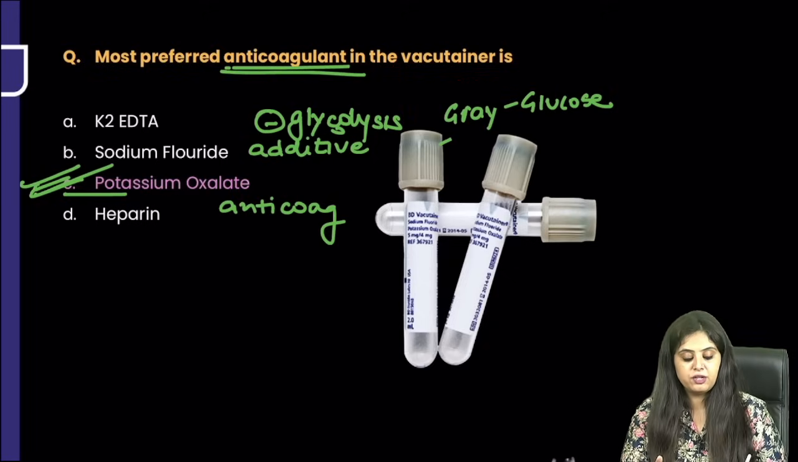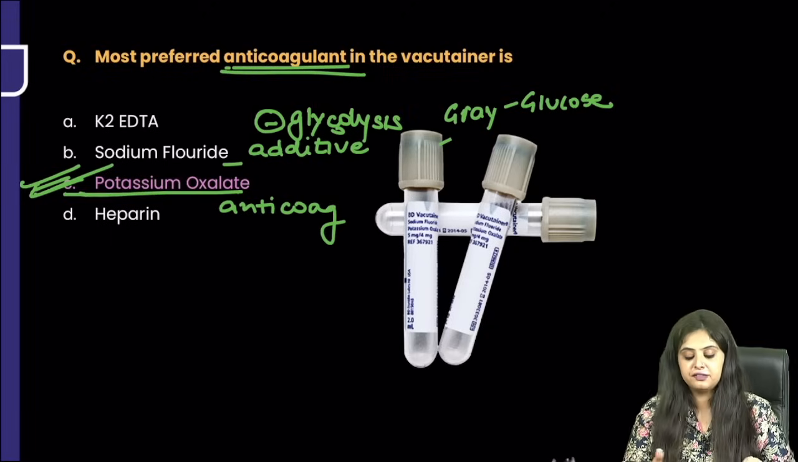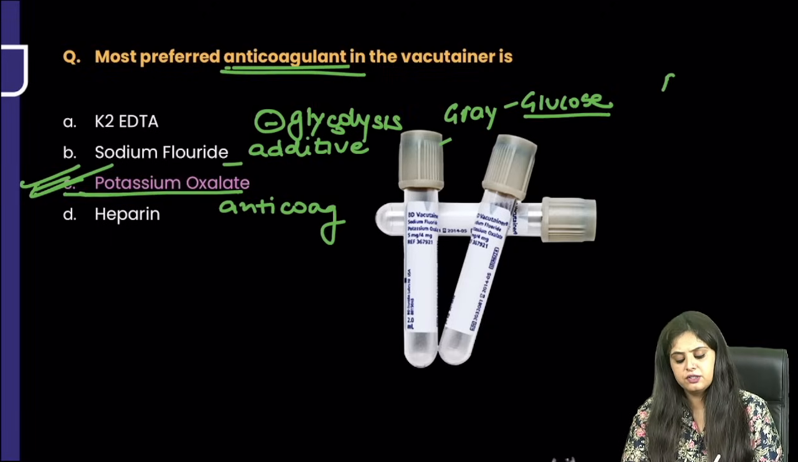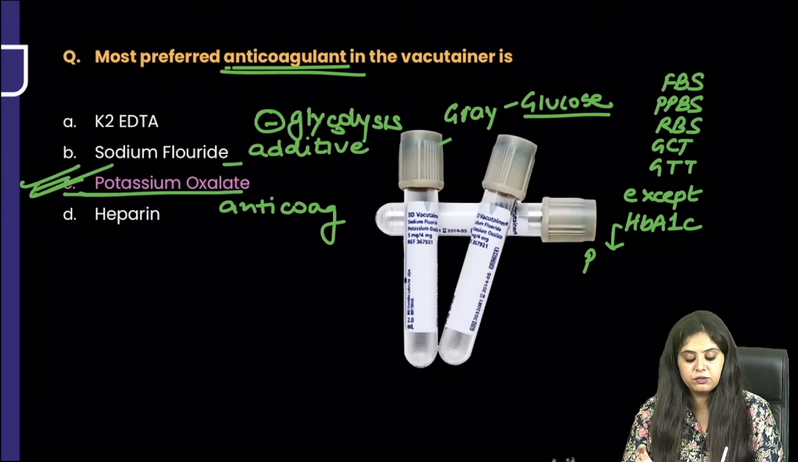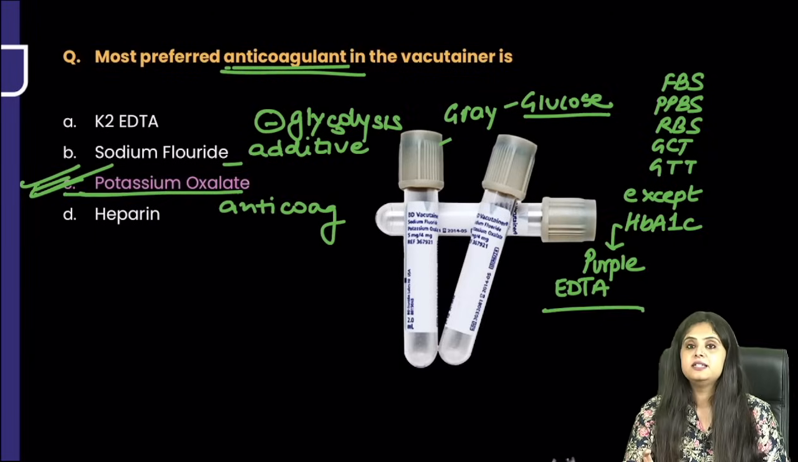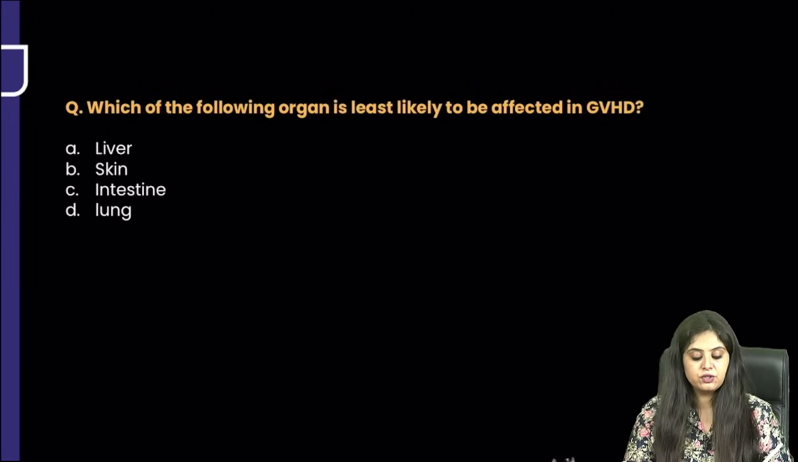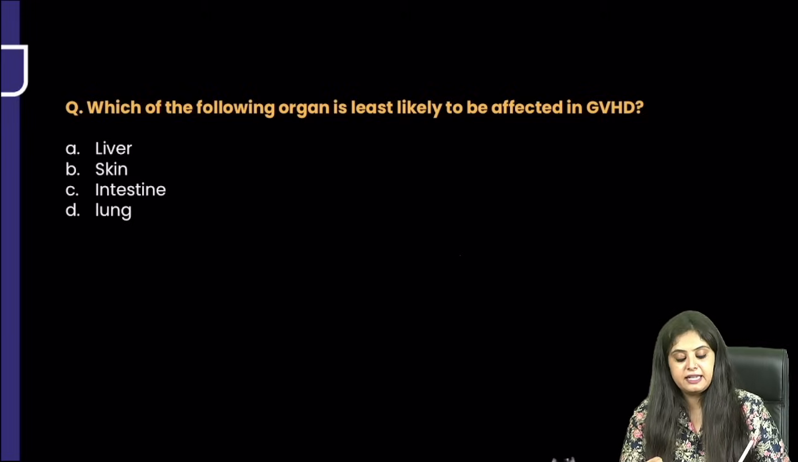So this has two things, potassium oxalate to stop the clotting and sodium fluoride as an additive to stop the glycolysis. Anything to do with sugar estimation like fasting blood sugar, postprandial blood sugar, random blood sugar, glucose challenge test, glucose tolerance test, any other glucose test that you know of, but please never ever put HbA1c in this, because glycated hemoglobin also tests the hemoglobin element, so that shall go in the lavender purple Vacutainer, which has the anticoagulant EDTA.